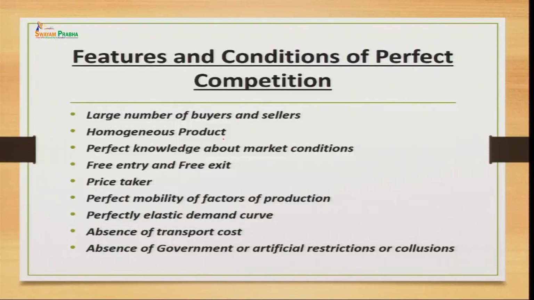Then there is perfect mobility of factors of production. The factors of production are those factors which are used in the process of production, like labor and entrepreneur. Since all the firms under this perfect competitive market are producing identical products, the same set of skills is required by all the employers. So the factors of production have perfect mobility; they can move from one seller to another.